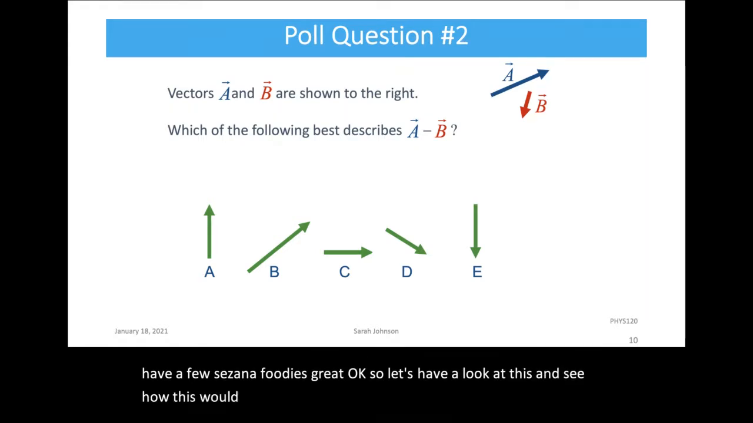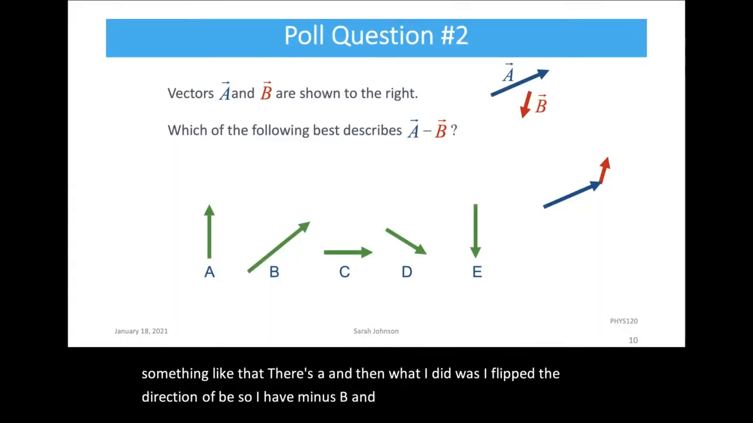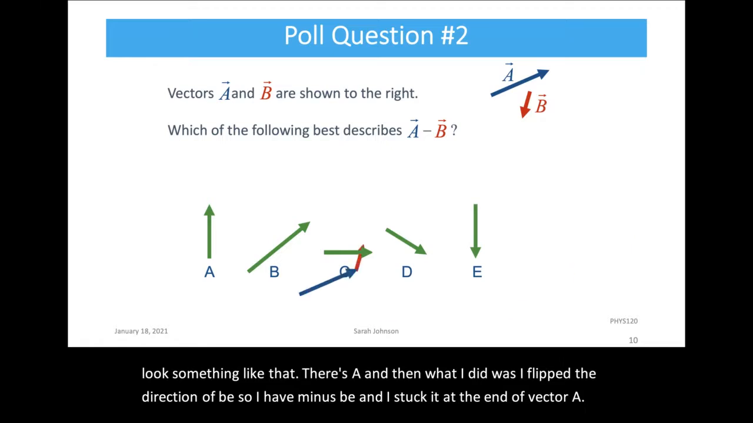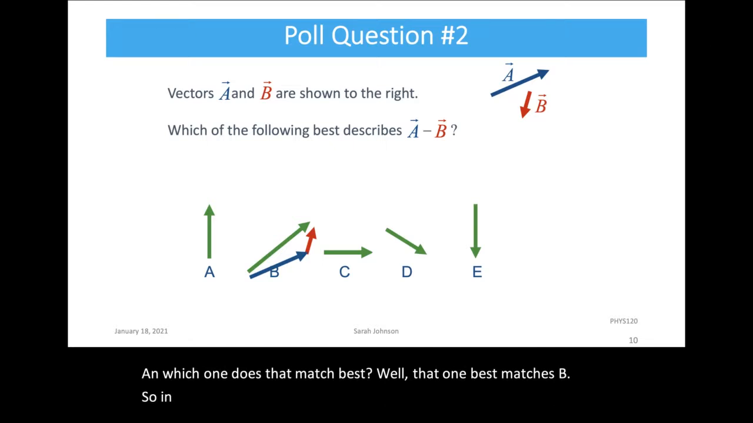All right, so we're looking for A minus B. So it would look something like that. There's A, and then what I did was I flipped the direction of B, so I have minus B, and I stuck it at the end of vector A, and which one does that match best? Well, that one best matches B. So, in fact, B was the right answer.